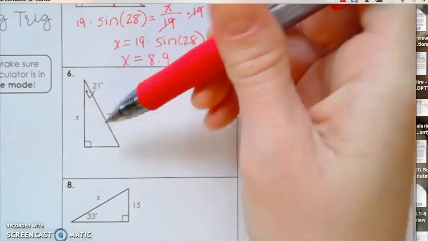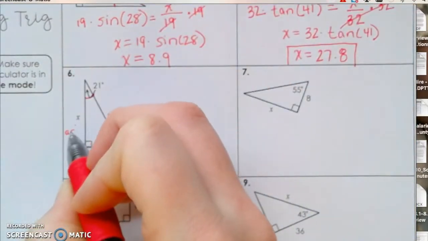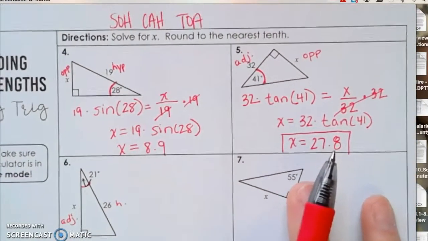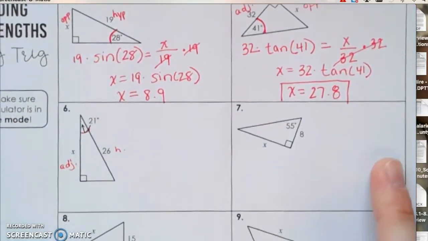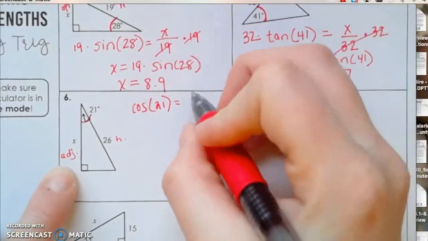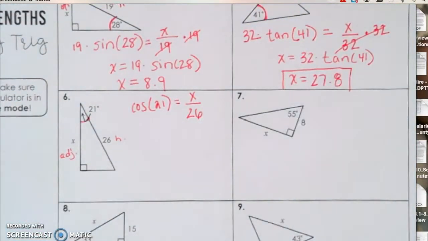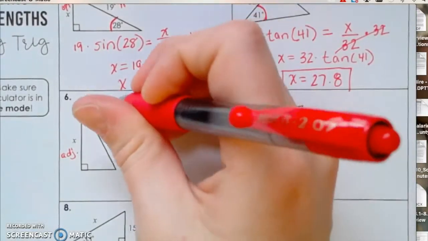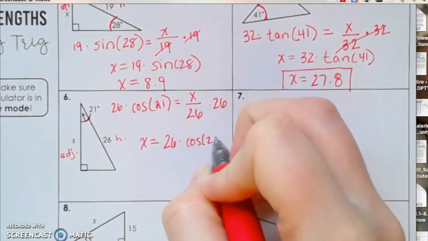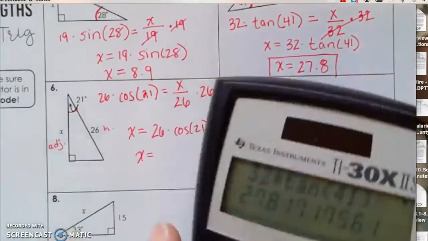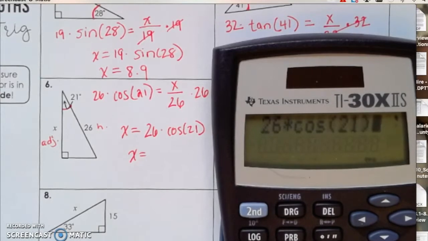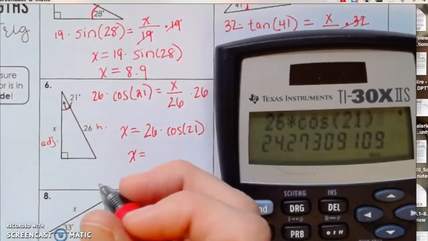6 and 7. I look here. From this angle, I have an adjacent and a hypotenuse. Which trig function uses adjacent and hypotenuse? That would be cosine. So the cosine of 21 equals my adjacent, which is x, over hypotenuse is 26. Multiply both sides by 26. So my value for x equals 26 times the cosine of 21. Let's calculate it, figure it out. So 26 times the cosine of 21, 24.3.